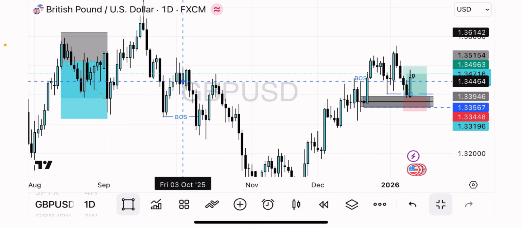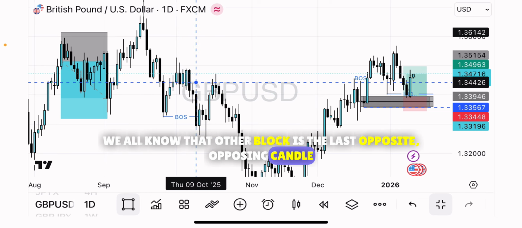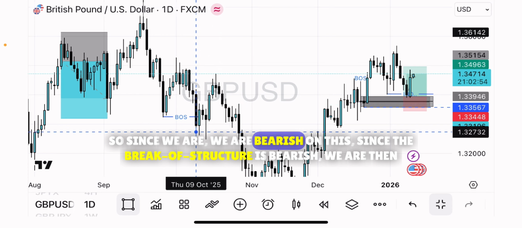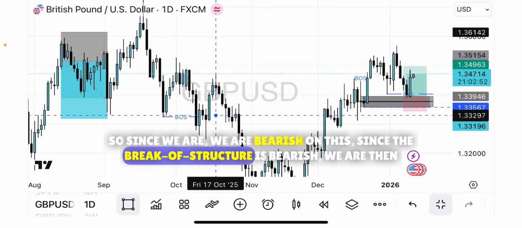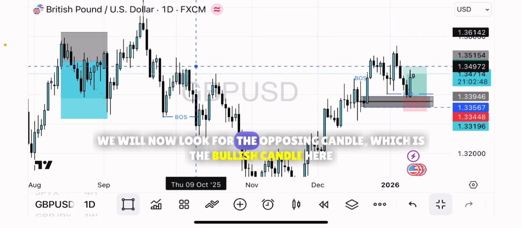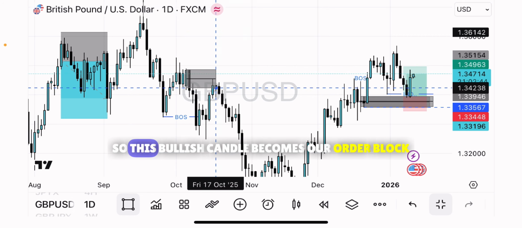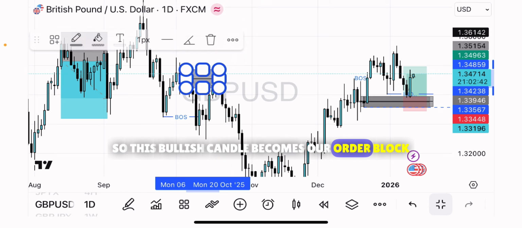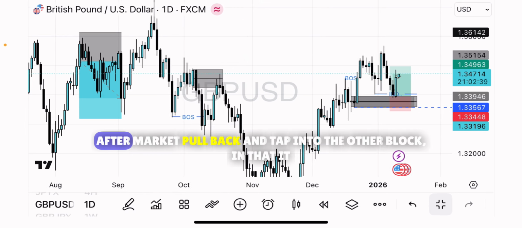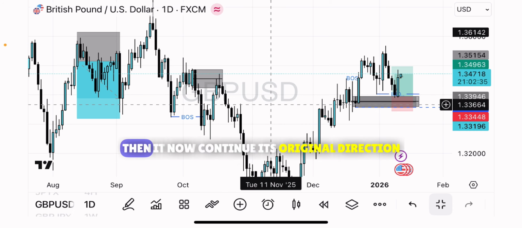We all know that order block is the last opposing candle. So since we are bearish on this, since the breakup structure is bearish, we will now look for the opposing candle, which is the bullish candle here. So this bullish candle becomes our order block. So what happened after that? After market pulls back and taps into the order block, it now continues its original direction.